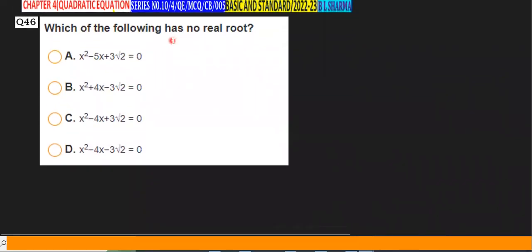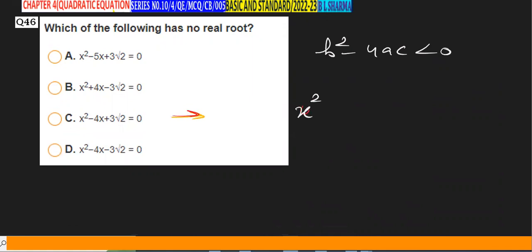Which of the following has no real root? For no real root, the condition is b square minus 4ac should be less than 0. I am taking option C here by observation, because I think this should be the answer.